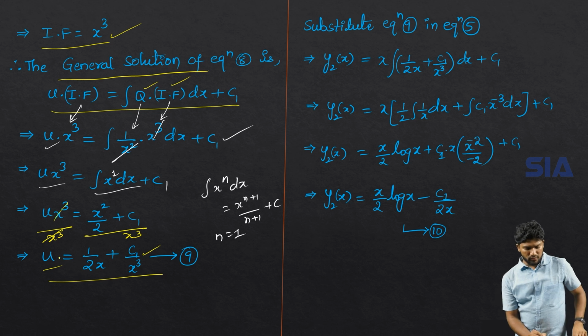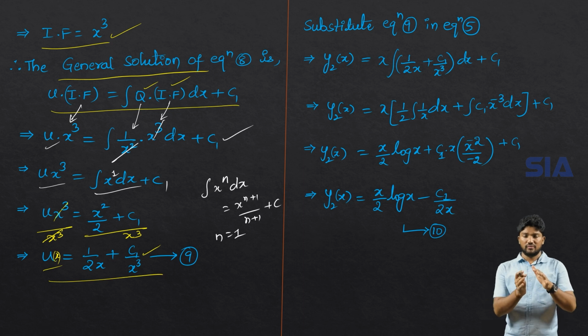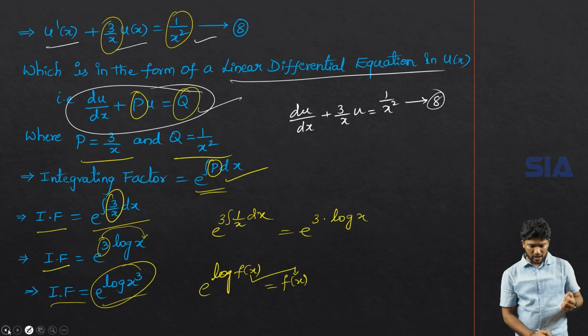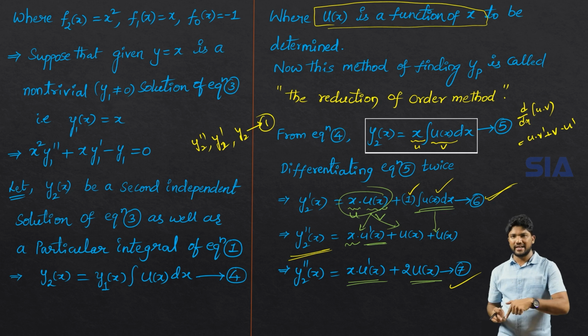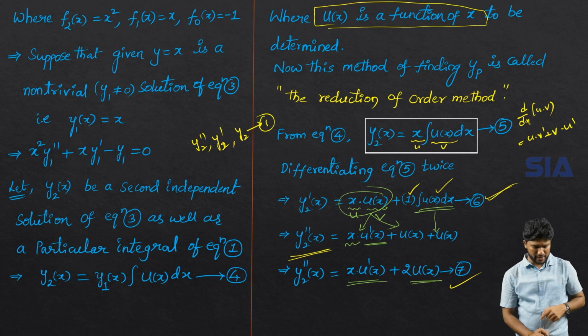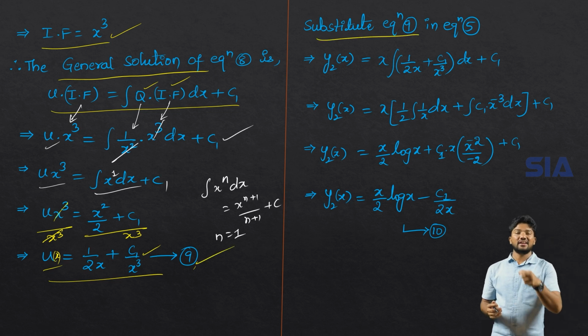That is the value of u of x term. U of x is a function of x, as we saw after writing equation number 4, that is the y2 of x value, where u of x is what I will show you. So u of x is a function of x, and we now determine that u of x value. After determining it, you can see equation number 9.